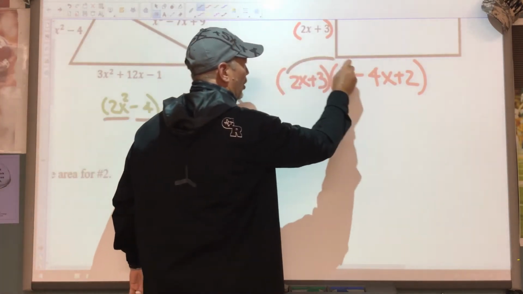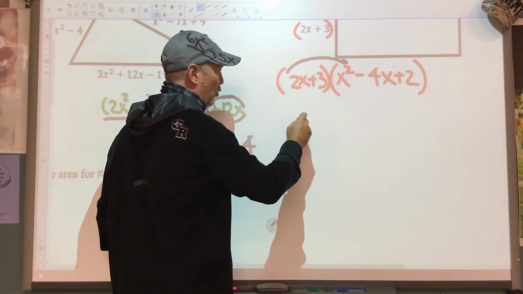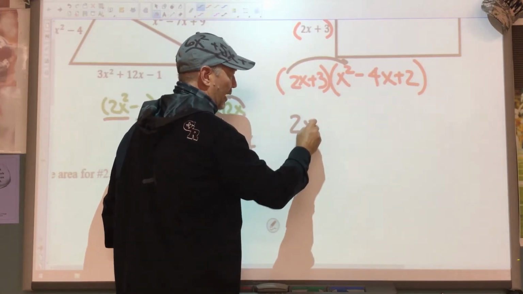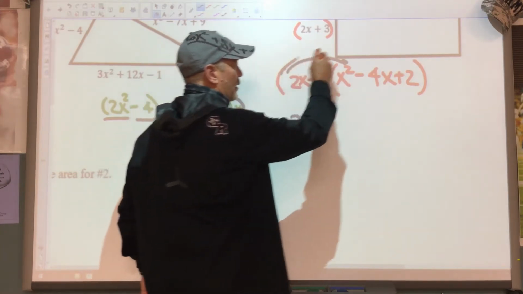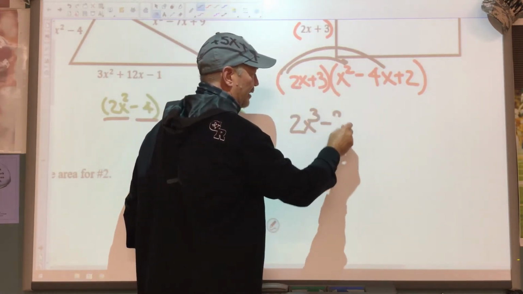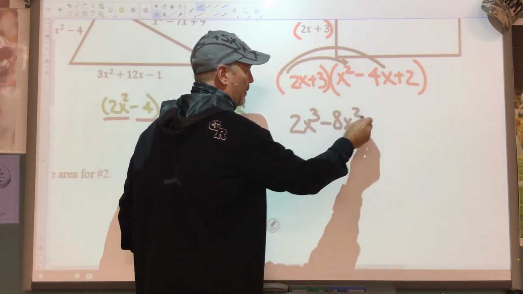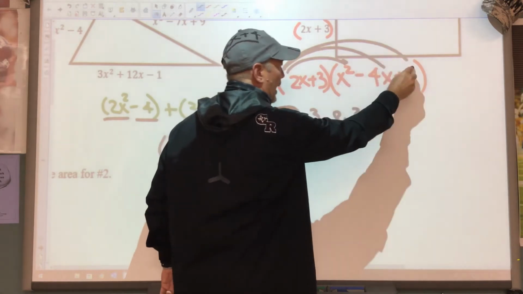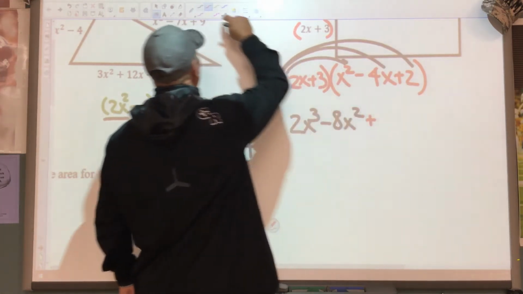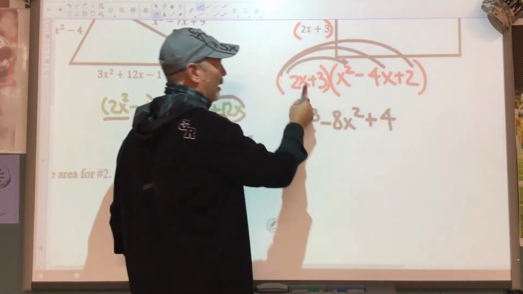We're going to go 2x times x squared. 2x times x squared will leave us with 2x to the third. 2x times negative 4 is a negative 8x squared. 2x times 2 is 4x.